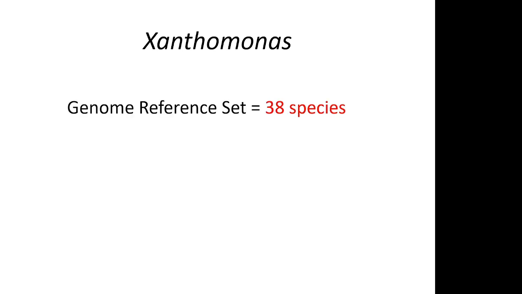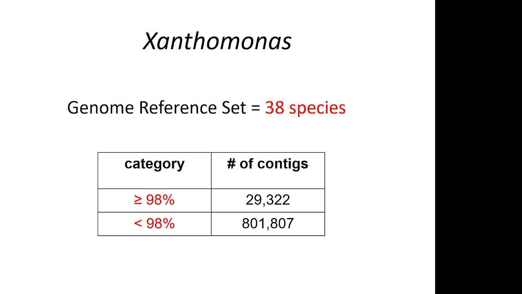Okay, so that was for Acinetobacter, and I want to show you at least one other genus, Xanthomonas. The genome reference set has 38 species. This is going to be a repeat of what I just showed you, just changing the genus.